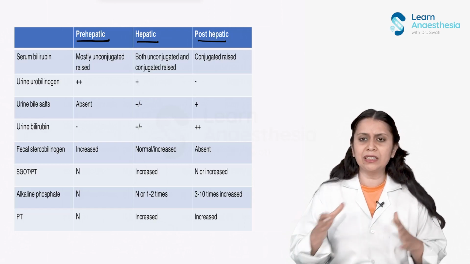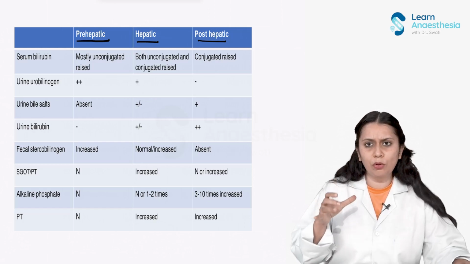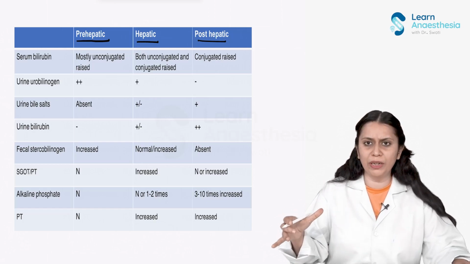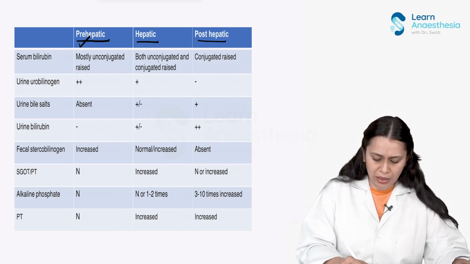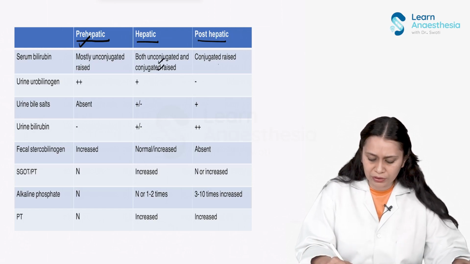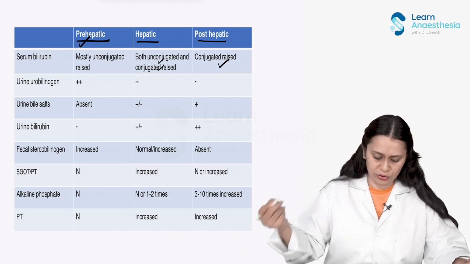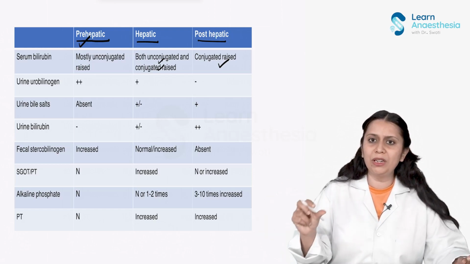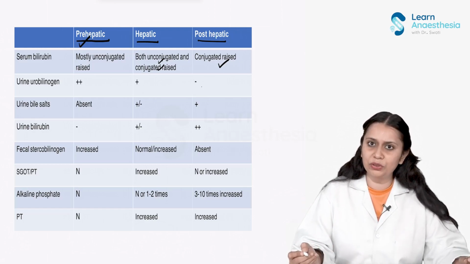The examiner can ask, how do you distinguish? So remember, if the raised bilirubin is mostly unconjugated, it is prehepatic. If both conjugated and unconjugated, it is hepatic, and if mostly conjugated, then it is post-hepatic. In urine, if urobilinogen is present, then it is prehepatic. If it is absent, then it is post-hepatic.